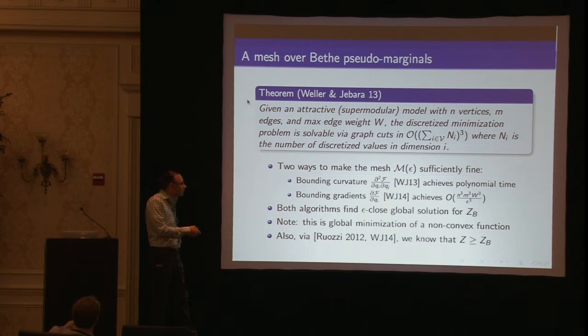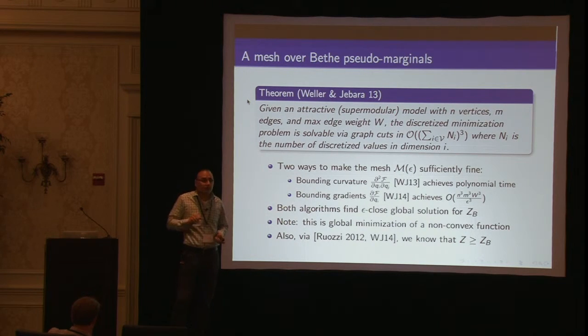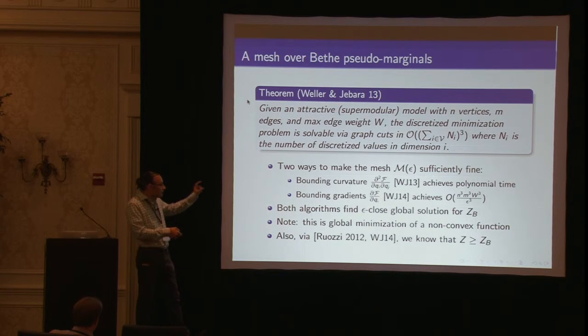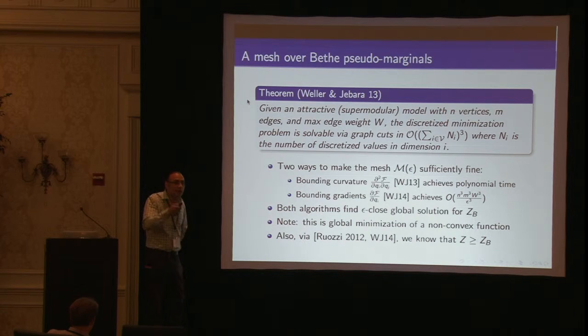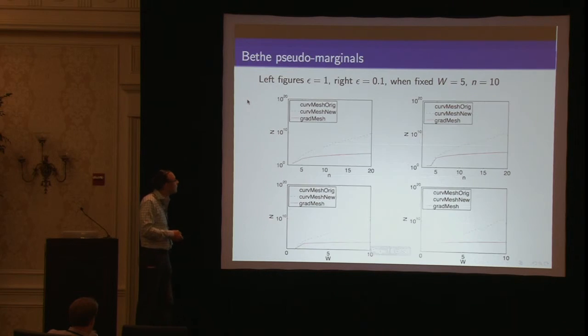If you bound the gradients, so functions with high gradients have to be discretized very quickly, functions with low gradients, you can discretize less quickly because it's not changing too much. Then you can achieve a nicer polynomial algorithm, which is kind of cubic in the number of variables and the number of edges. And both of these algorithms find an epsilon close solution for Z beta. So this is global optimization of a non-convex function, when before people were doing loopy belief propagation and getting stuck at fixed points and stationary points.